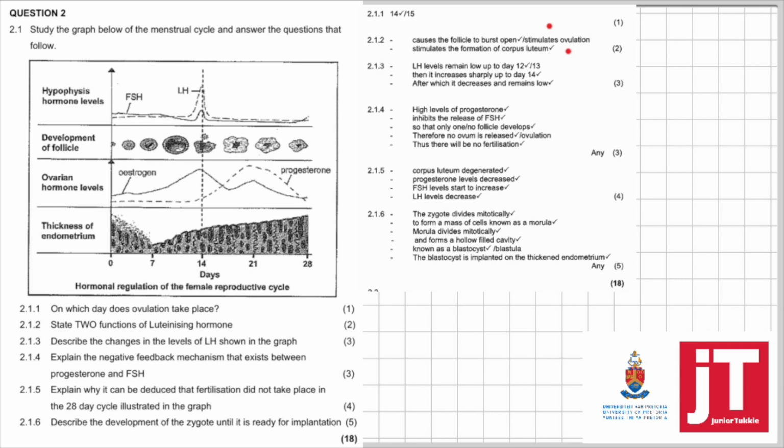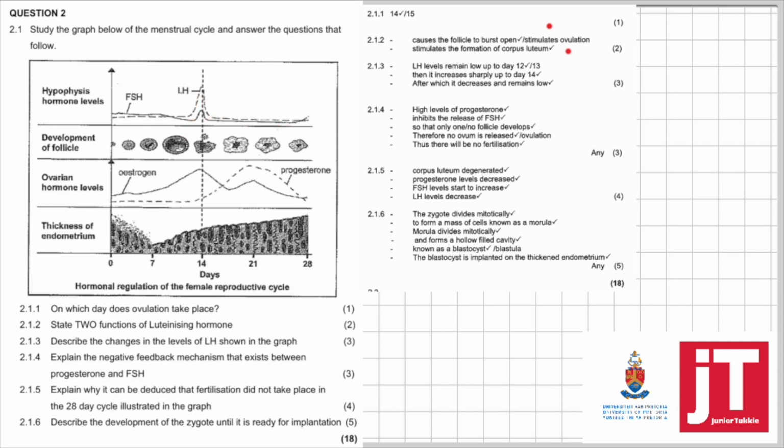Right. 213. Describe the changes in the levels of LH shown in the graph. Now, can you see here, up to day 12, the LH levels are low. Then at day 14, it increases or peaks or increases sharply as the memo says. And then after day 14, there is a decrease or the levels remain low. That was a nice question.